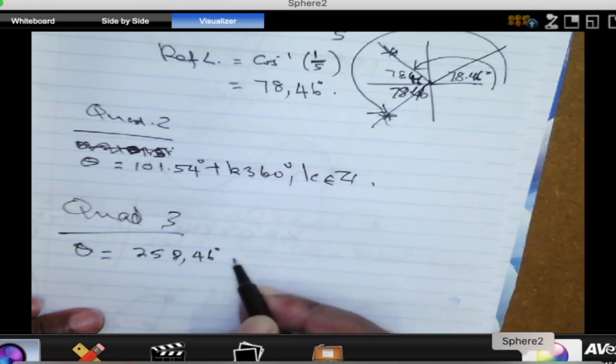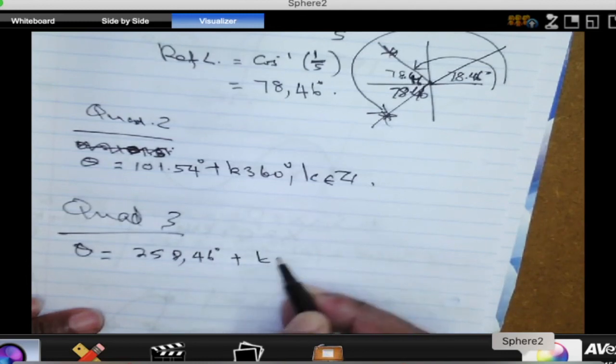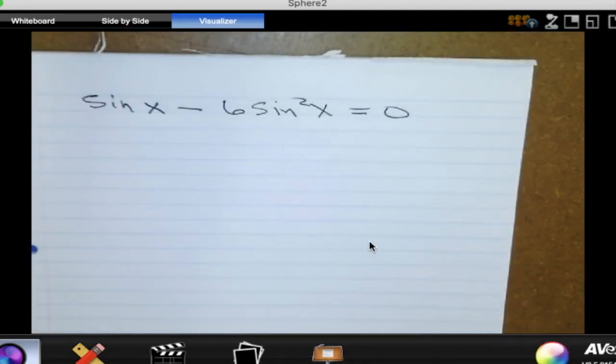258.46. And you can add as many 360s as you want. Sine x minus 6 sine squared x is equal to 0. We're solving that for the general solution.